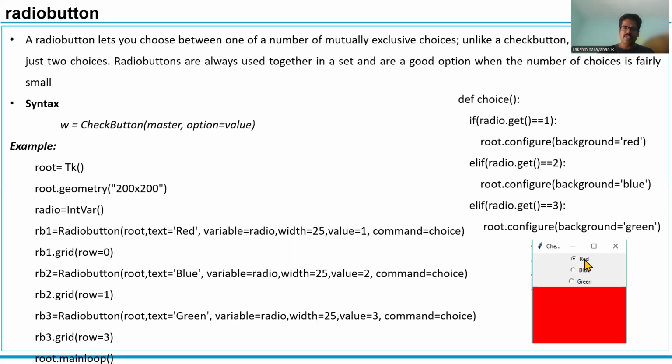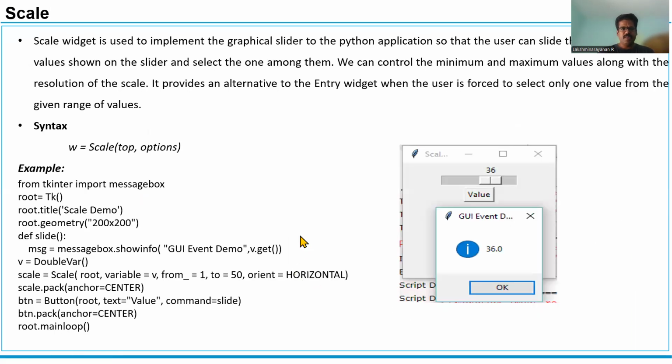When I select red, if it is 1, then it is red color; then it is blue color. When I select blue, it is blue color, and when I select 3, it is the green color. And this is the scale, and you can move it from left to right. This is the example program for that one. Thank you for today's class.